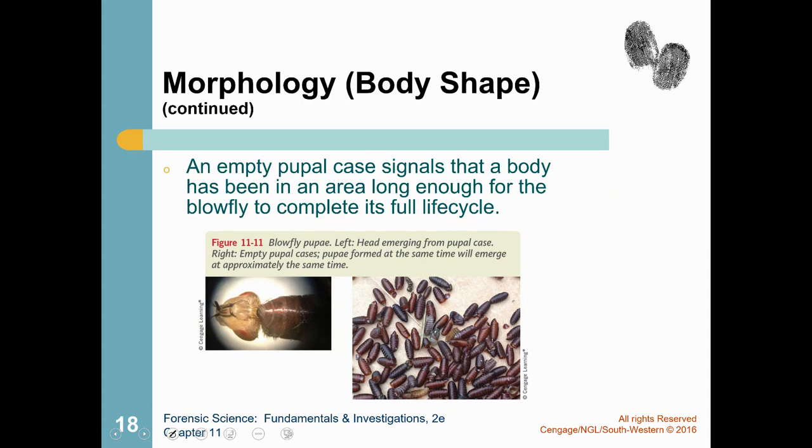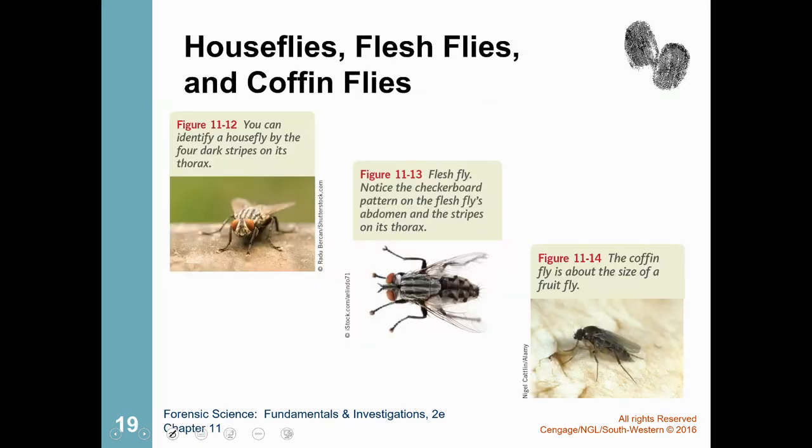So here we have the empty pupal case, right? Here we have a head emerging from the pupal case, right? So this is the pupa stage. The next stage after the pupa phase is the adult phase, right? So here we have an adult fly coming out of the pupal sac to complete the life cycle.